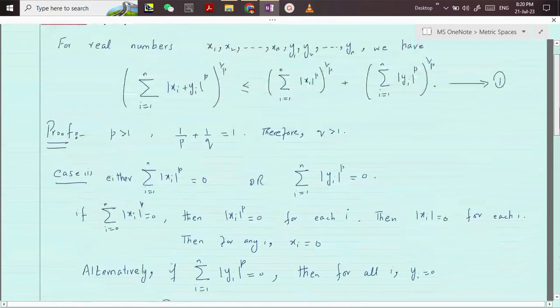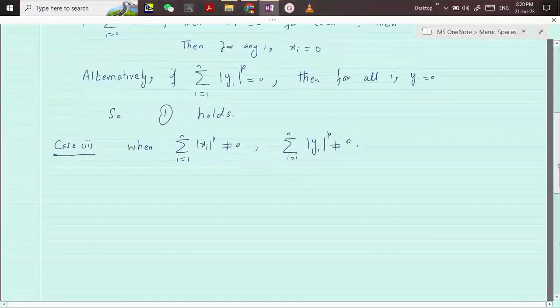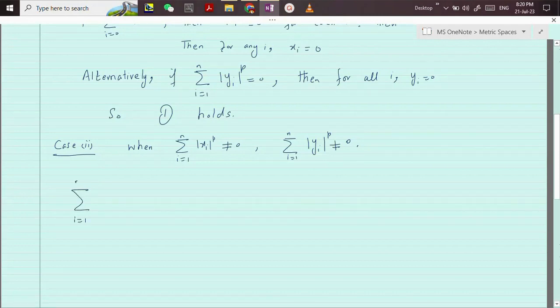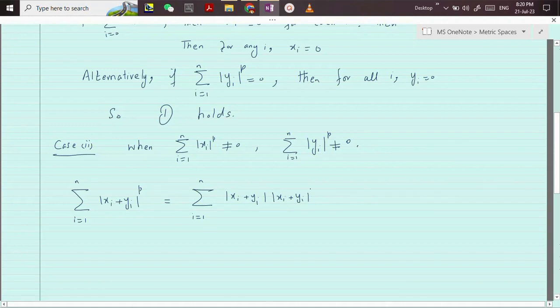Now we consider the summation i from 1 to n of |xi + yi|^p. It can be written as summation i from 1 to n of |xi + yi| into |xi + yi|^(p-1).